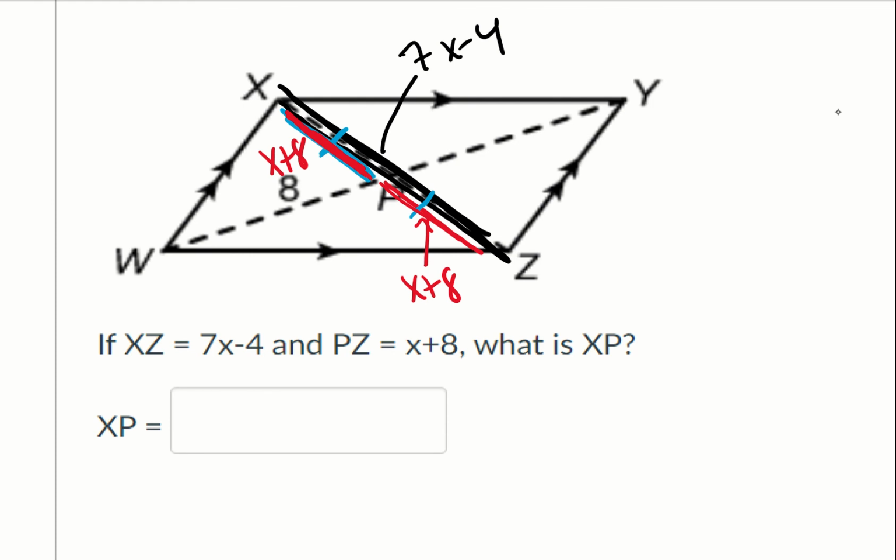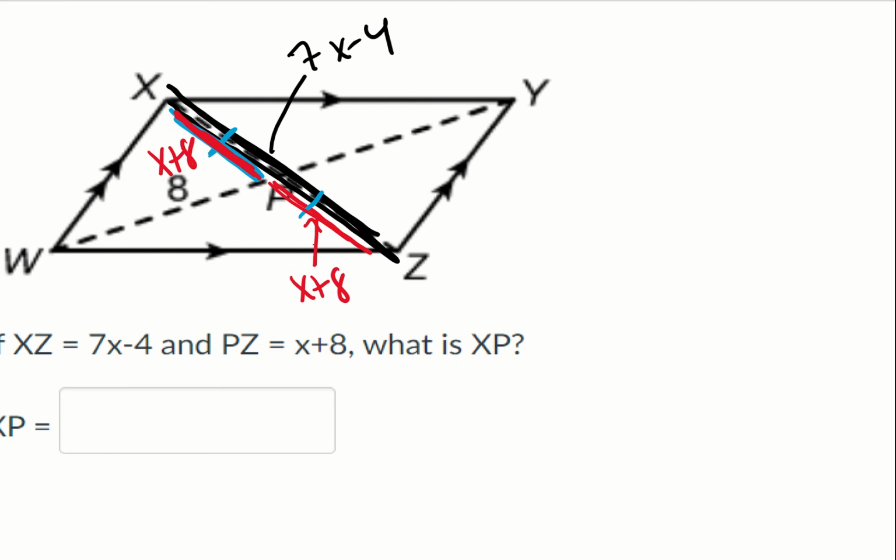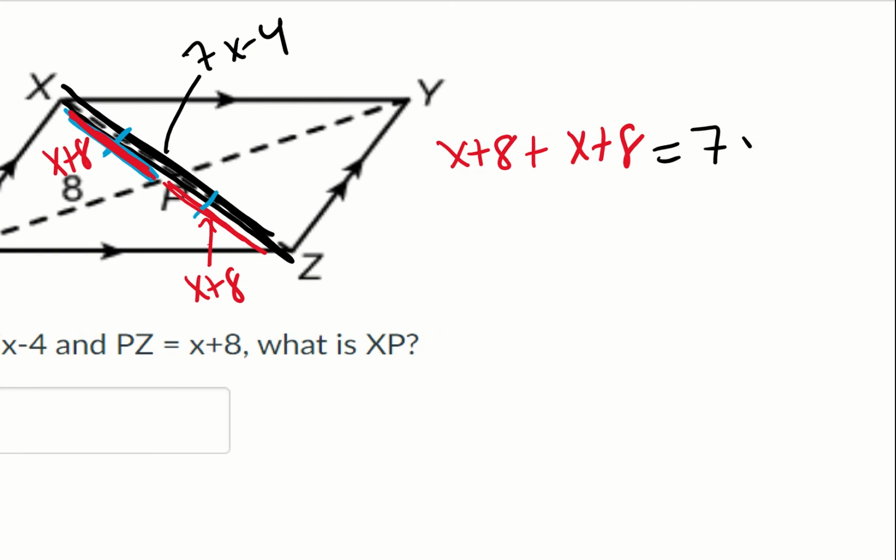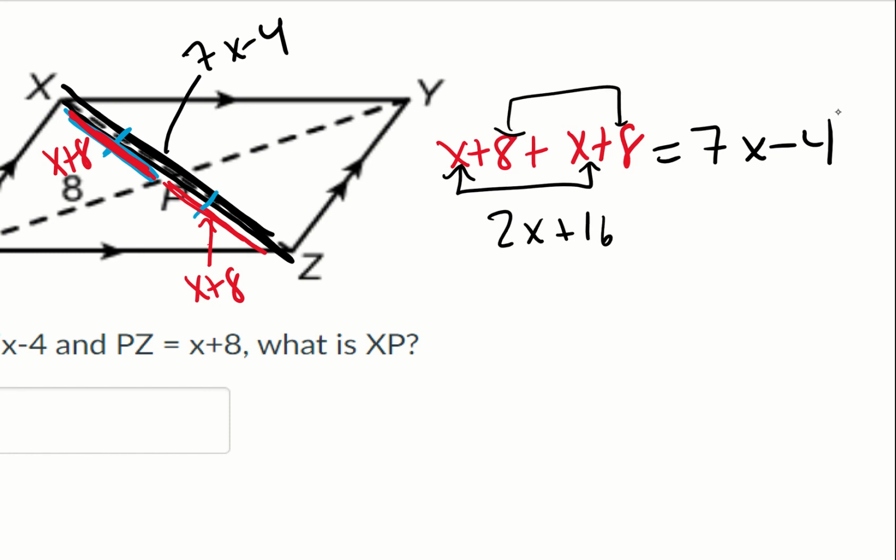So if I do x plus 8 plus x plus 8, that should equal the black, which is the total of 7x minus 4. So we have x plus 8 plus x plus 8 equals 7x minus 4. And that's my equation. Now we combine the like terms here. So we have x plus x is 2x, 8 plus 8 is 16.